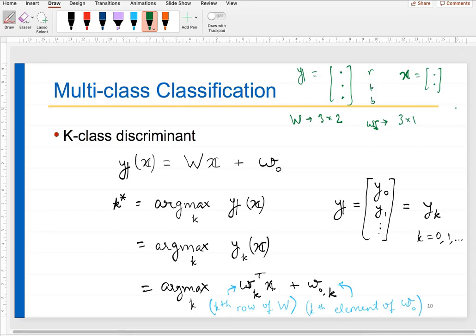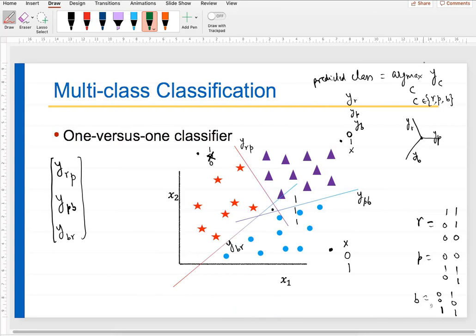Okay. Is the notation clear? My y is a vector. This is for a single sample, a single point. And x is a vector. And in this way, I can obtain my y. Now my y will represent those yc which we discussed in the previous slide. Like all these form my y vector. Right?